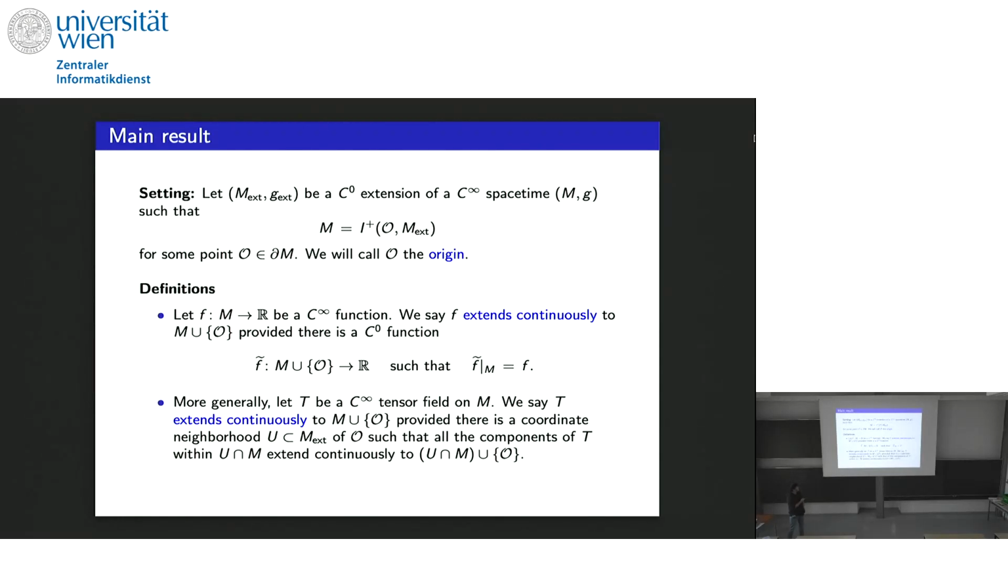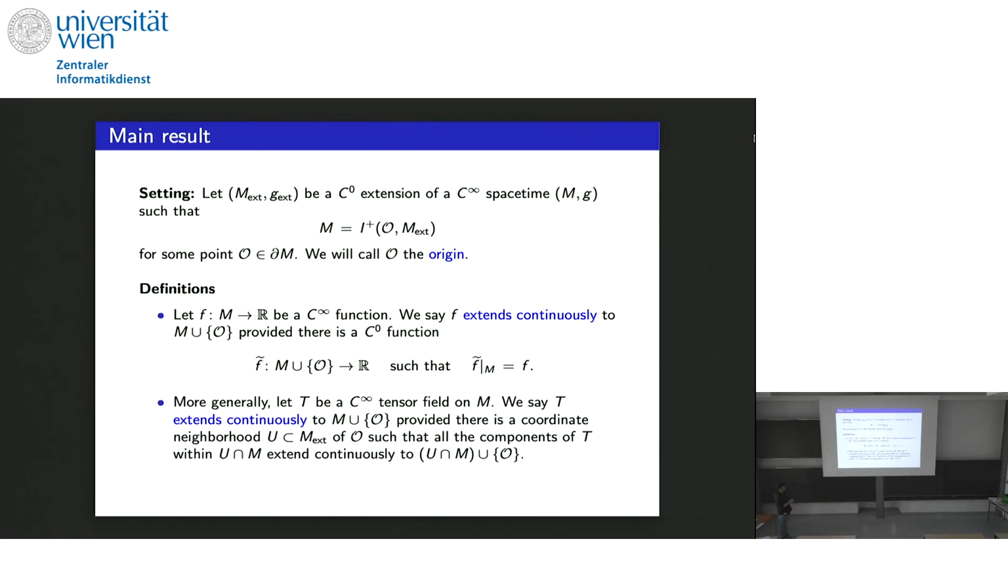Okay, so now a couple of definitions. Let f be a smooth function on your physical spacetime M. We say f extends continuously to the origin, provided you can find a continuous function that extends it, right? So if you can find a C0 function on M union the origin such that its restriction to M is equal to f, then we say it extends continuously. And here, of course, the topology on M union O is just the subspace topology inherited from the extended spacetime.